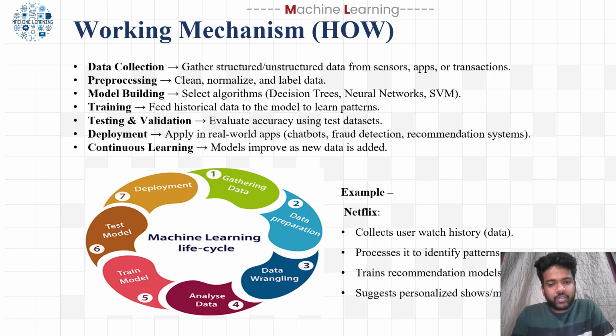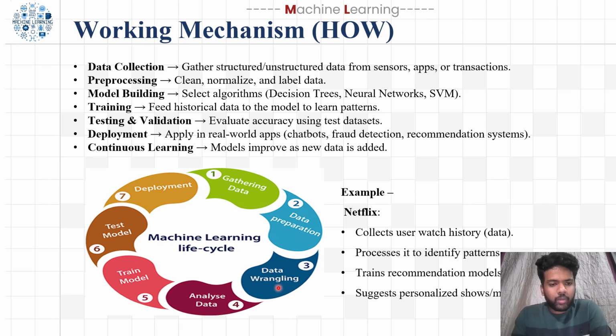So in this slide we will see how the ML model is trained properly. In this flowchart diagram, the first step is gathering of data. Gathering of data means data collection, where we should collect structured and unstructured data from sensors, apps, transactions, and many websites. The second step, data preparation, is also called data pre-processing. In that we should clean the data, normalize the data, and label the data properly to identify the data type. And the third thing is data wrangling.